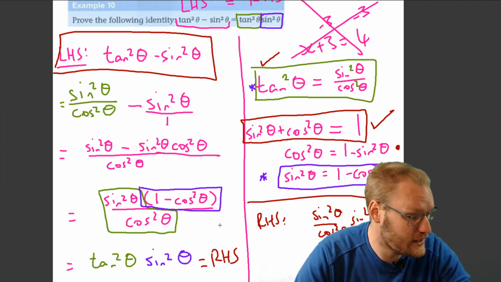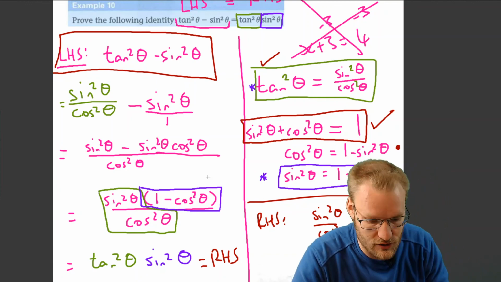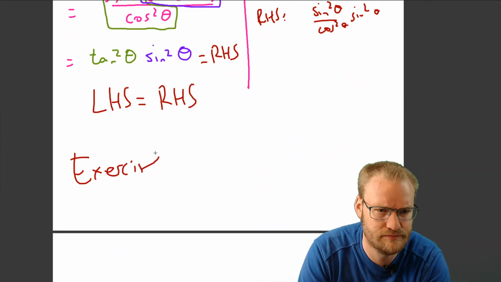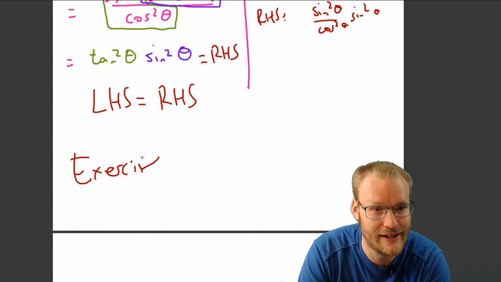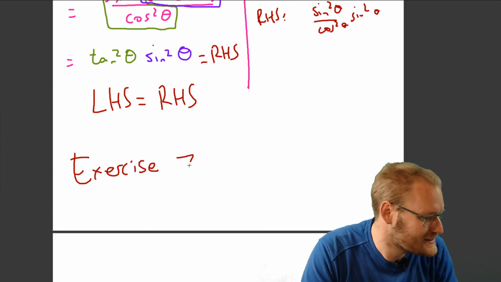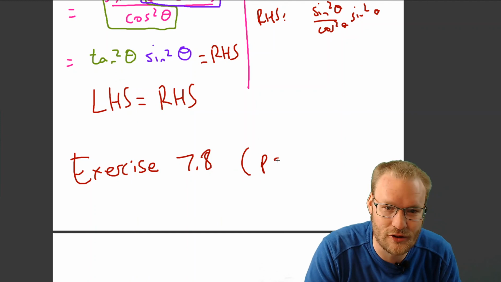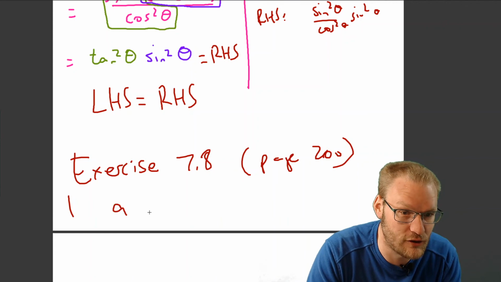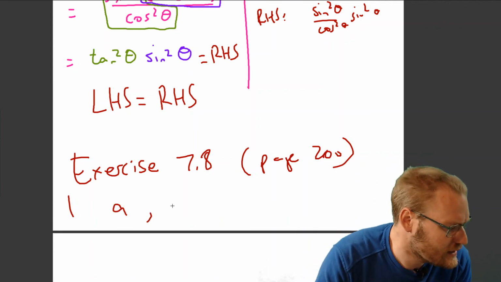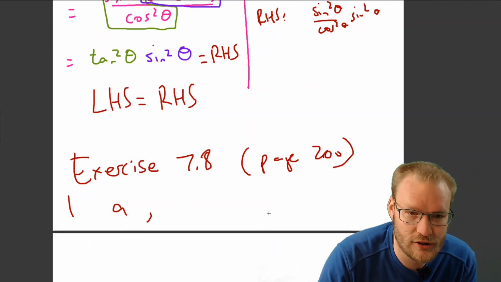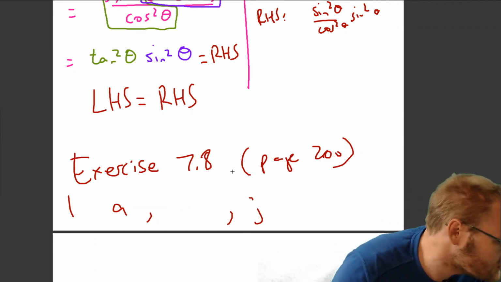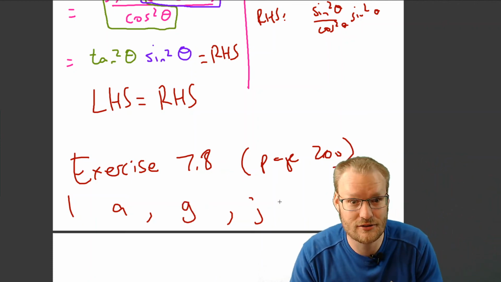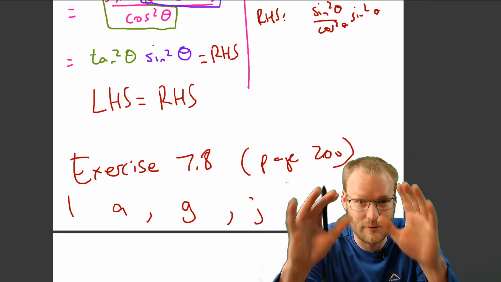Okay, so good luck. I wanted to write down which questions I want you to do: exercise 7.8, we're on page 200, and there were 3 I want you to do. Of course, please do more if you want to, but I know the last one was J, and the other one was G. Now these require a bit of work, and you're just going to be going through these steps.